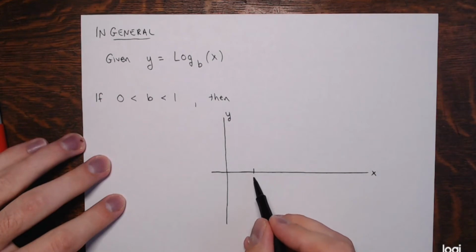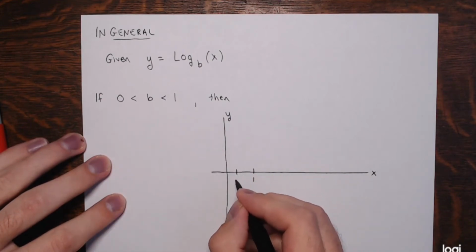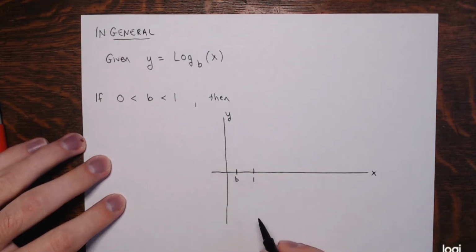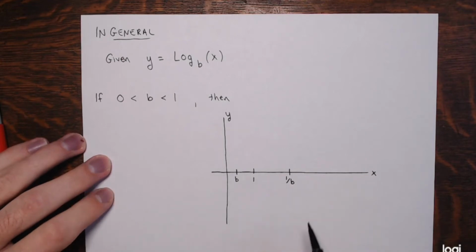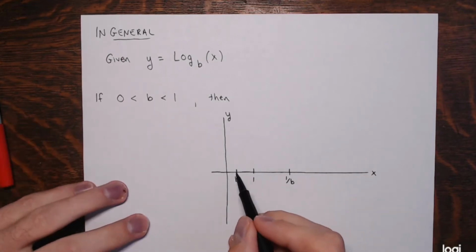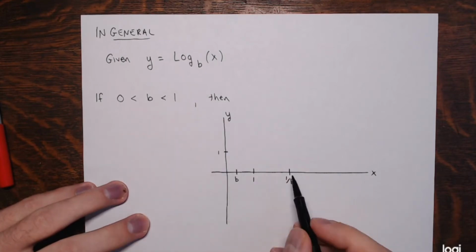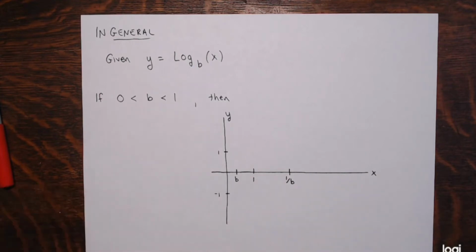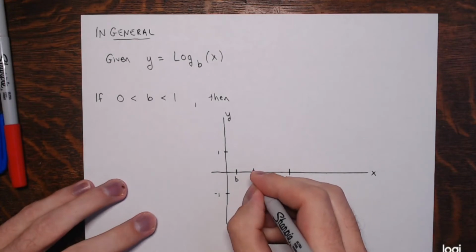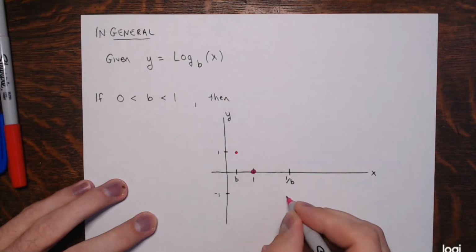So again, input 1 will give me an output of 0, but this time b is less than 1, so b, let's say, is in here. There's b less than 1. And then 1 over b would be greater than 1. So let's say 1 over b is over here. An input of b would give me an output of 1. B to the first is b, and b to the negative first is 1 over b. So an input of 1 over b would give me an output of -1. And then I have these points: 1, 0 is on all these basic logarithmic functions. b, 1, 1 over b, -1.